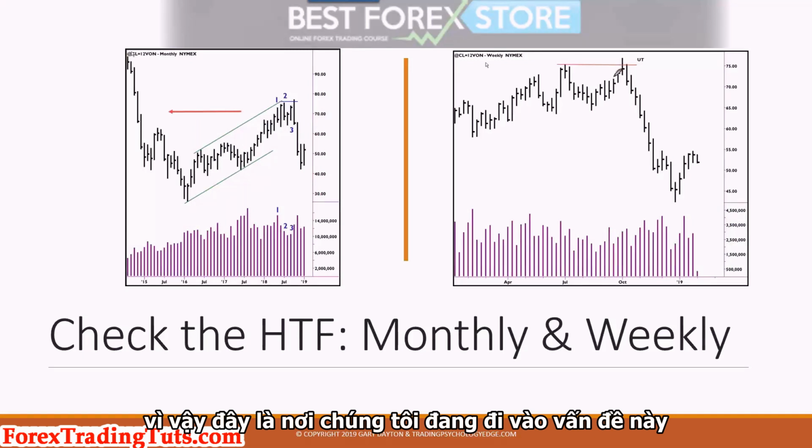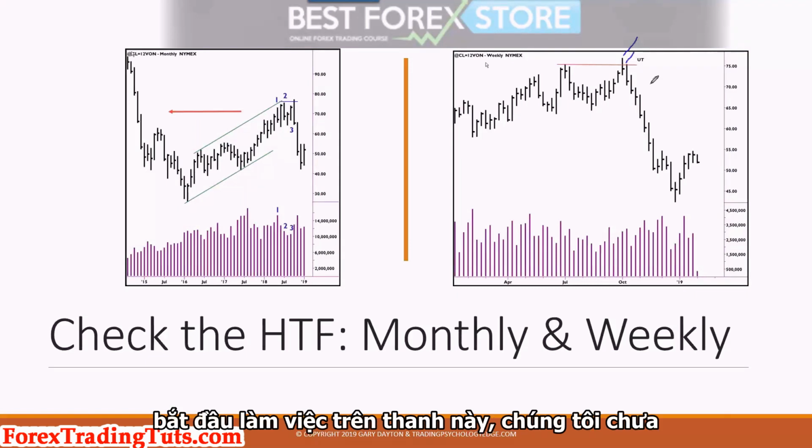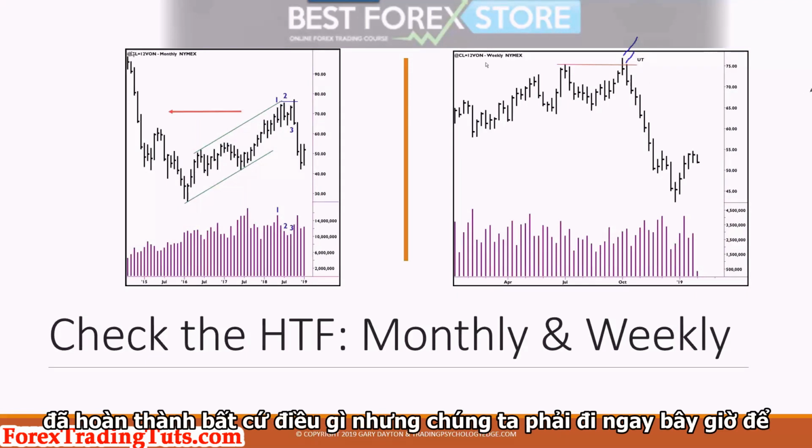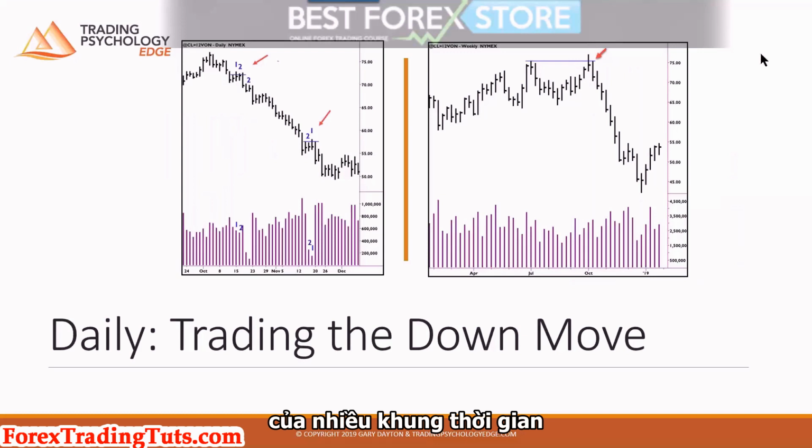So this is where we are coming into this upthrust on the weekly, and we see the weekly have the upthrust. We haven't done anything yet. It's already made this bar, and it's starting to work on this bar. We haven't done anything yet. We have to go now to the daily chart to both confirm what we're seeing on the weekly and to look for an opportunity to get short. This is the method of multiple time frames.